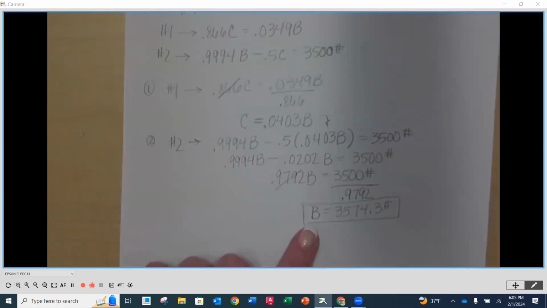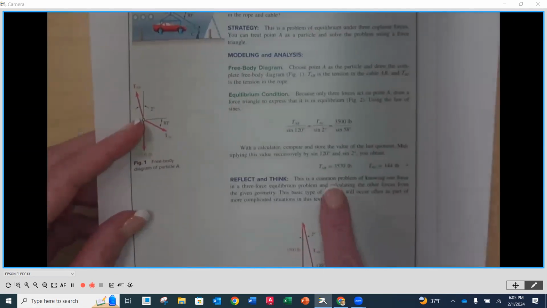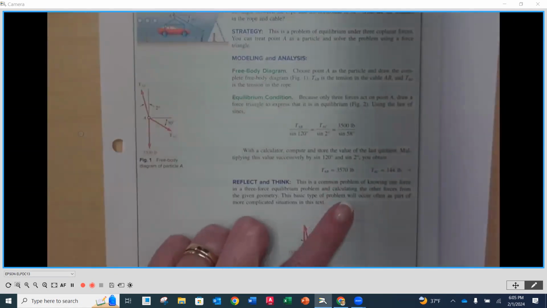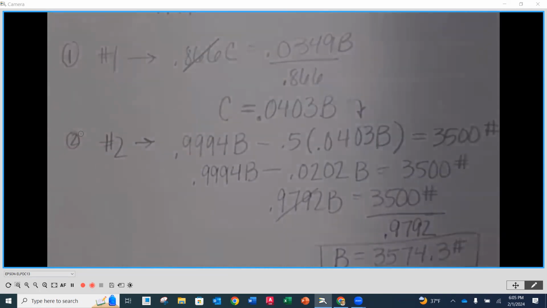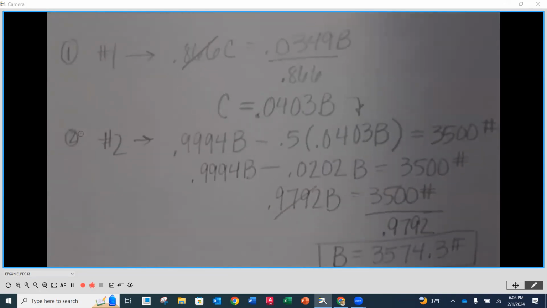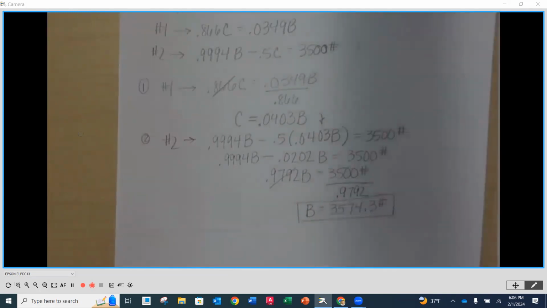So this is their answer for the tension in AB. And if we look here, you're going to notice that the book gets 3570. Are we wrong? No. What does the book do? They round to 3 significant digits for their last. So they're correct. When you round to 3 significant digits, yes, that's the number. And if we would round ours to 3 significant digits, we would get the very same number. So you are fine, just so that you know.